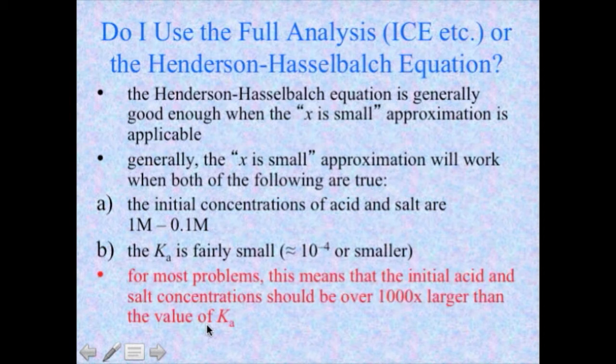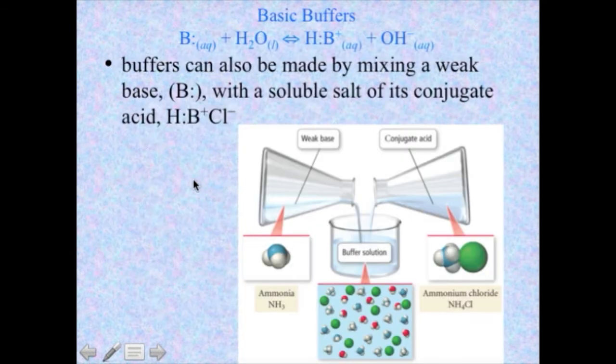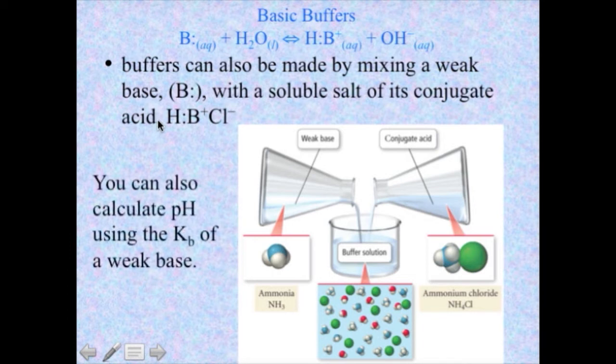For most problems, this means that the initial acid and salt concentrations should be over 1,000 times larger than the value of the Ka. And in this course, virtually all the problems that we're going to do will allow the X is small approximation. Now, buffers can also be made by mixing a weak base, like ammonia, which has a lone pair of electrons on it, or this generic B with a pair of electrons on it. It's a weak base with a soluble salt of its conjugate acid. And we can also calculate the pH focusing on the equilibrium constant of this weak base.